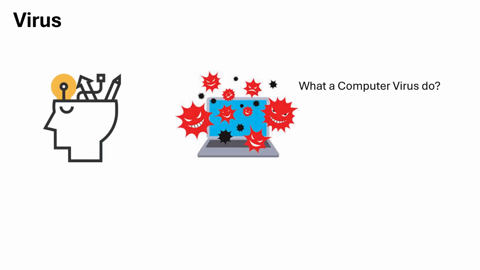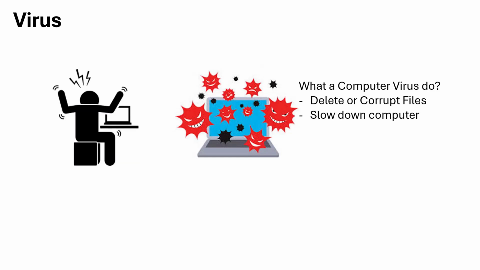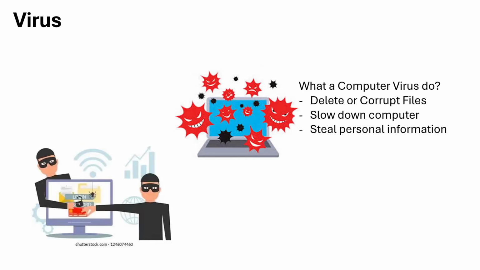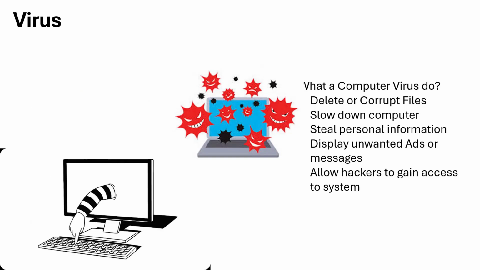Now let's talk about what a computer virus can do. A computer virus can delete or corrupt your files in your computer. It can slow down your computer system, your laptop, your mobile phone. It can help steal information for hackers or threat actors. It can show unwanted ads or messages on the screen of your mobile phone, laptop or desktop. It can also allow hackers or threat actors to gain access to your system.